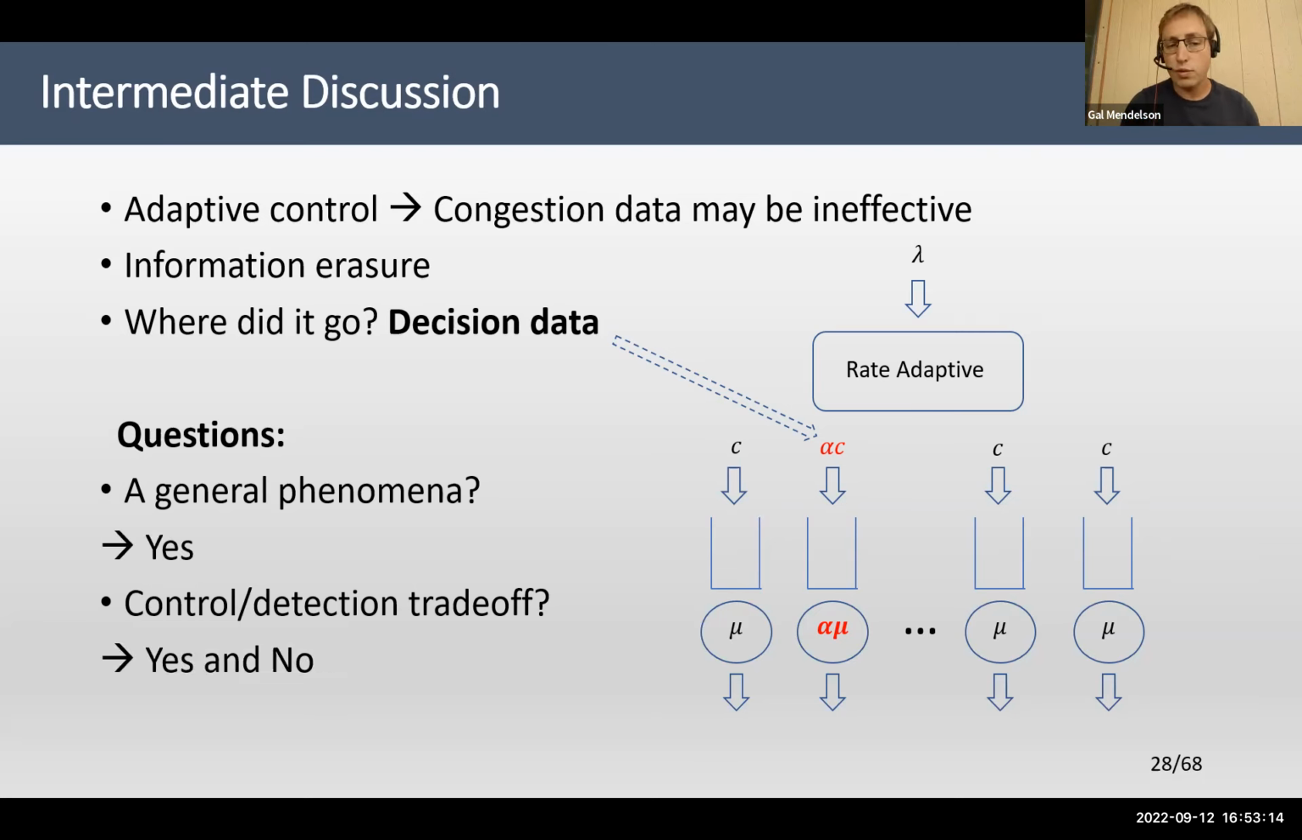So the answer to the first question is yes, this is a general phenomenon, and we'll show you that it is. And the answer to the second question is yes and no. This is a more complicated answer, and I hope we get a chance to talk about this at the end.